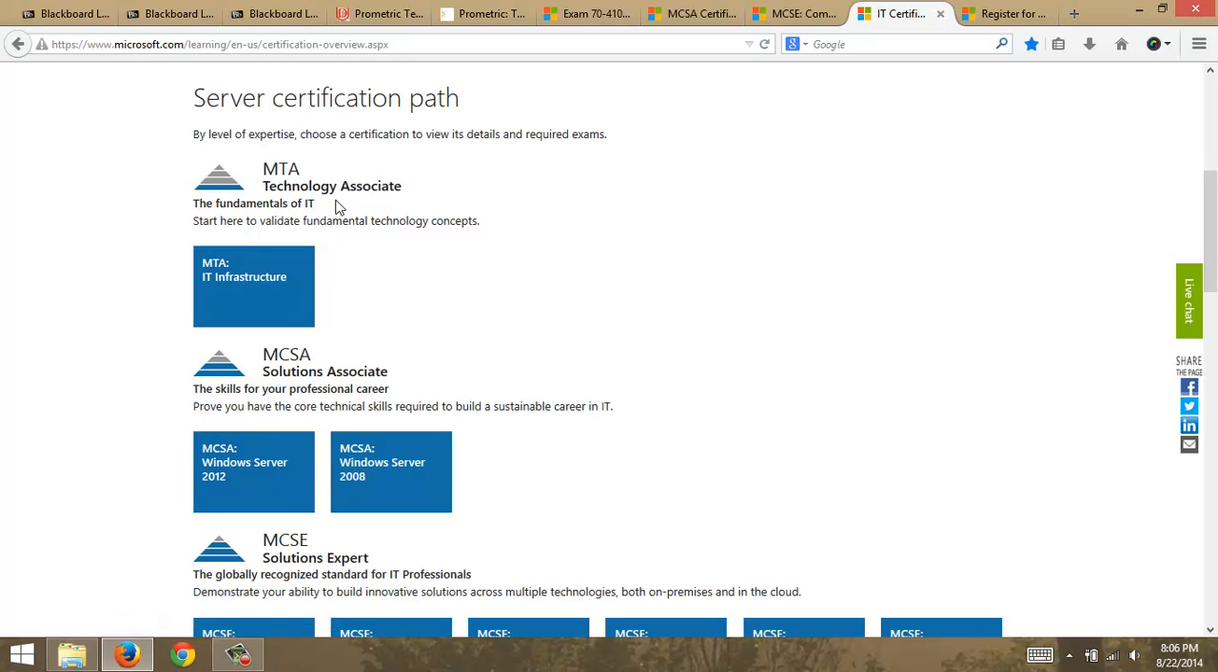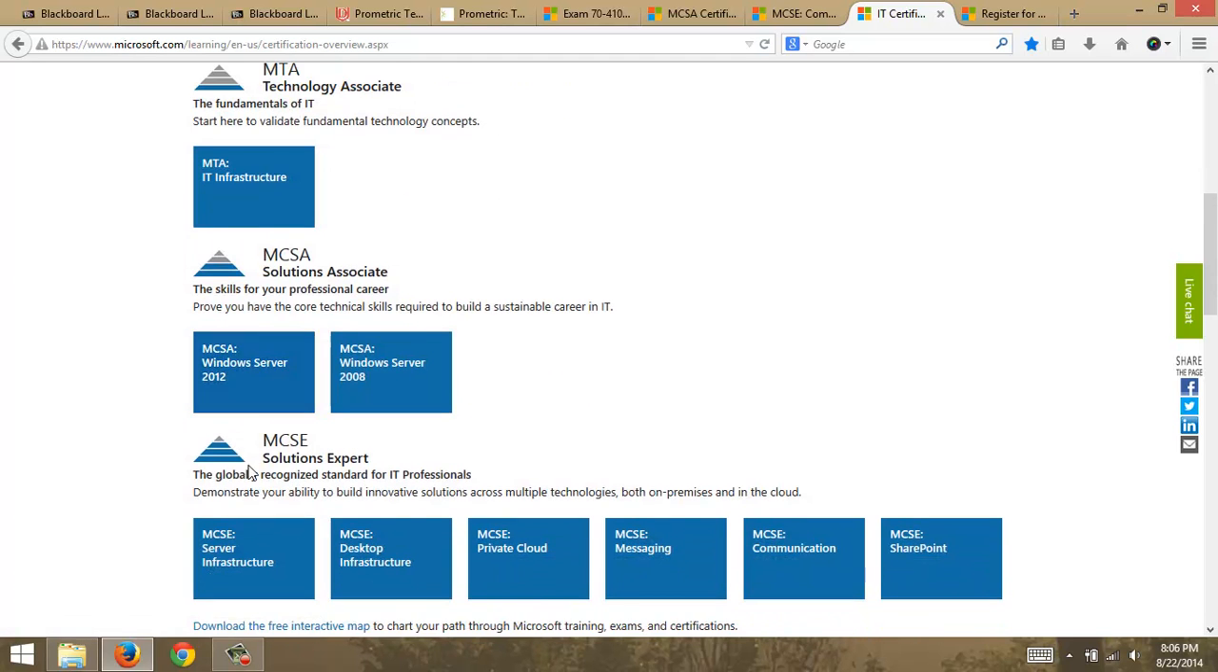Now, to begin with, the MTA is for basic fundamentals of IT, not necessarily related to Microsoft, but a Microsoft certification. So that's something that is probably pretty easy for most people to achieve, but it's not a requirement to move on to one of these other levels down here. So what we have are our MCSA, which is Microsoft Certified Solution Associate. And that leads us into an MCSE, which is a Microsoft Certified Solutions Expert.